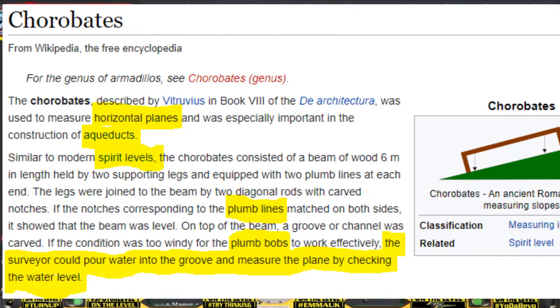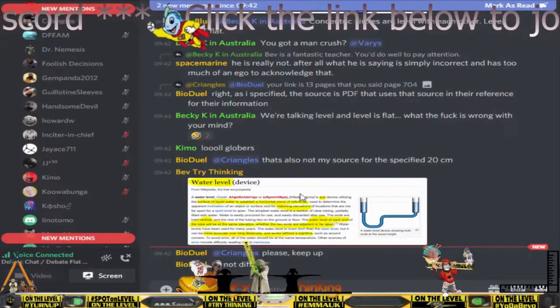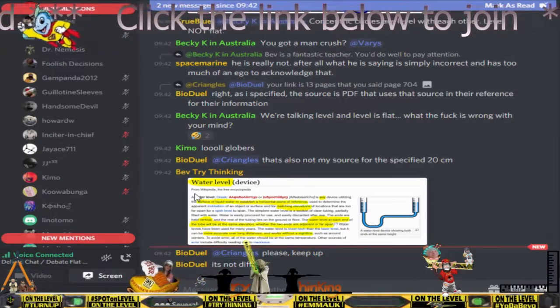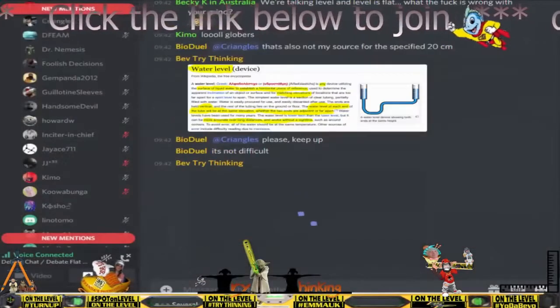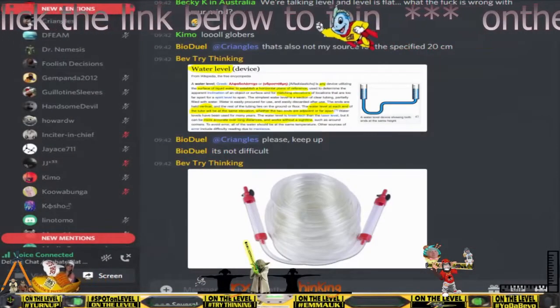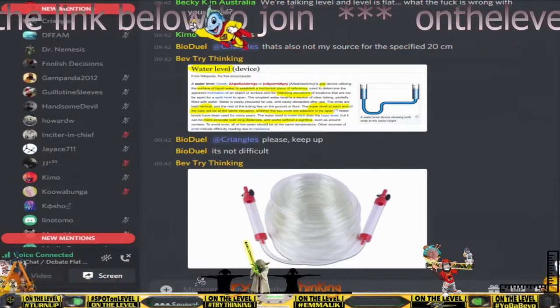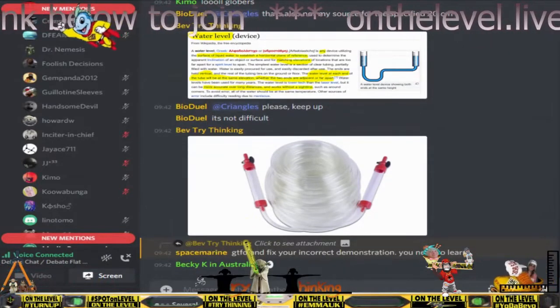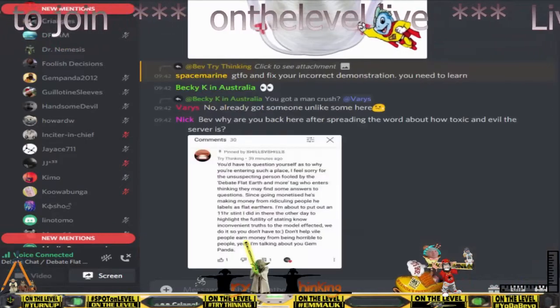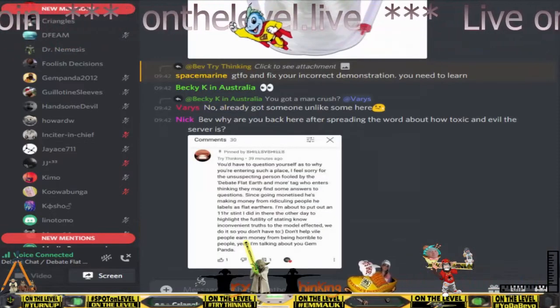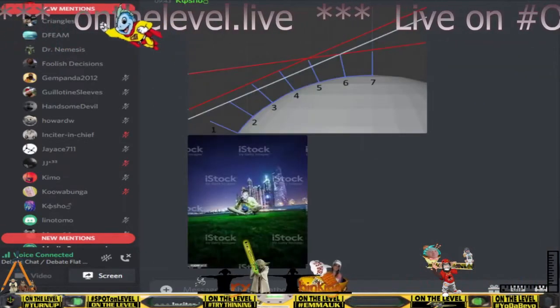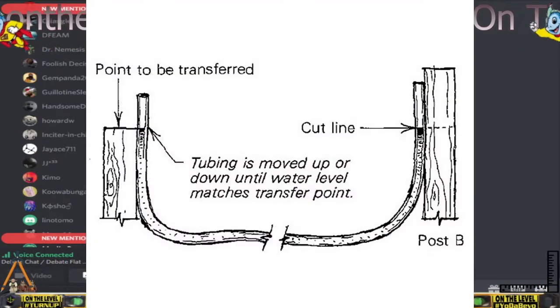I'm just... there's a water level device, and do you want to actually see one? They're fantastic. I bet you'll love it. There you go. Just a tube. And the chorobat itself is basically two vertical lines at one end and a horizontal line in the middle, connected, like a handle on a suitcase.